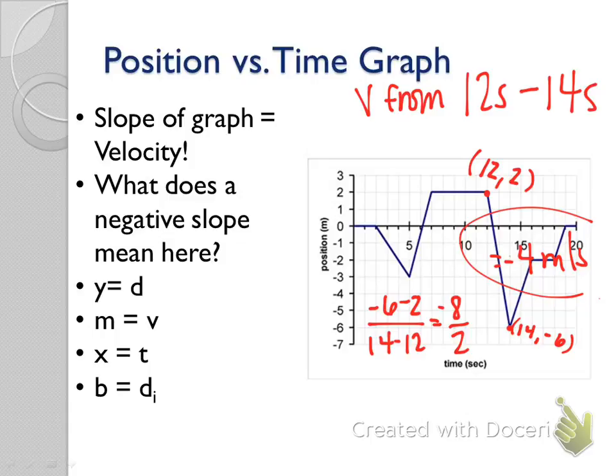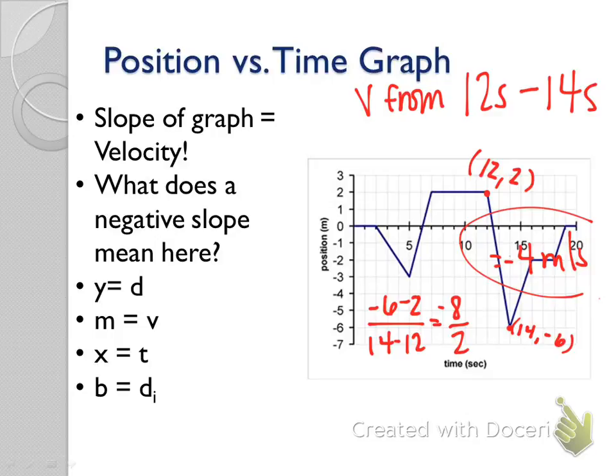Why did this velocity come out negative? It's going backward, okay? When we're looking at the slope of a line, anytime our slope is negative, that means our velocity should be negative. That seems really simplistic, but you need to understand anytime our slope is negative, that means we're moving backward.